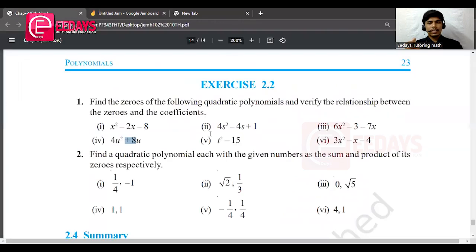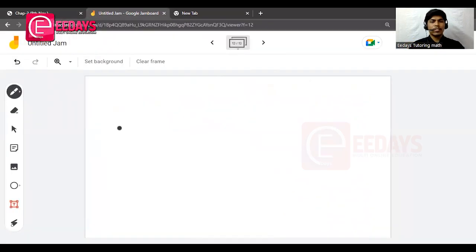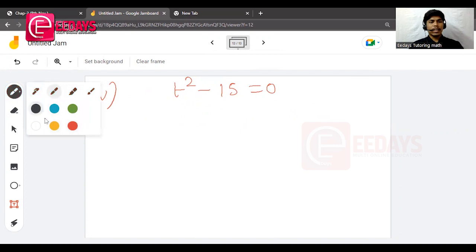All right. Next, fifth one, t square minus 15. Simple, guys. If you understand the process, what I'm saying, then it is simple. T square minus 15 is equal to 0. Sir, again the same thing, sir.